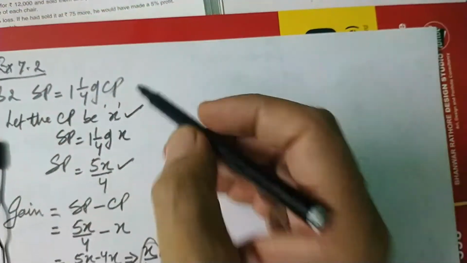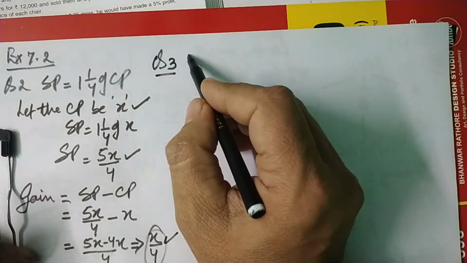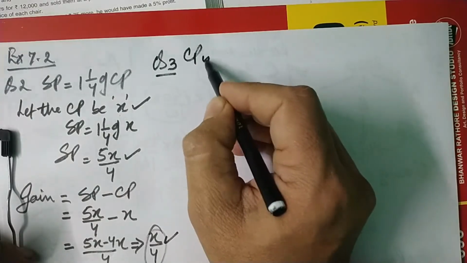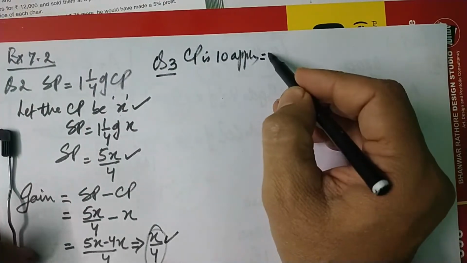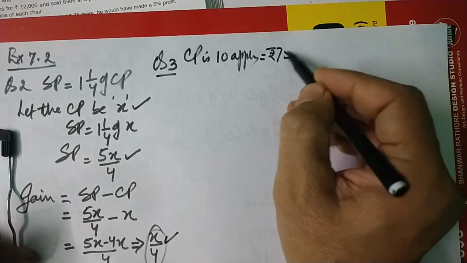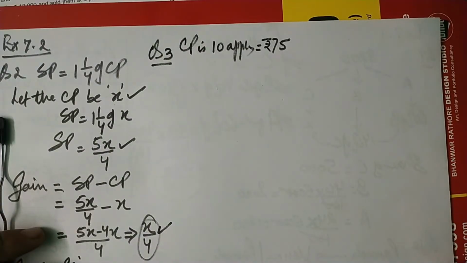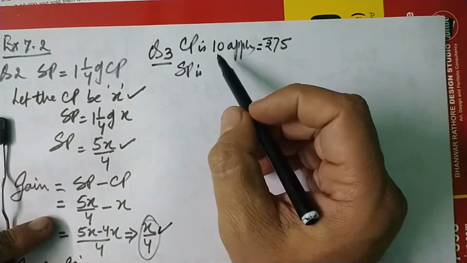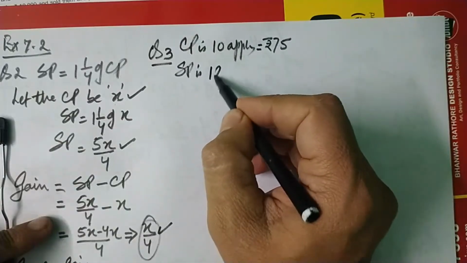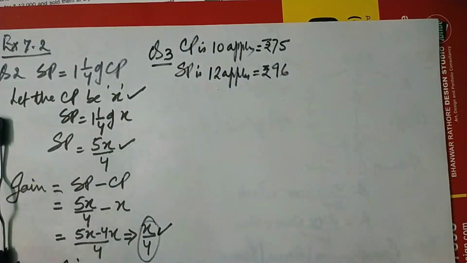So let's do question number 3. Apples are bought means the cost price. The cost price is 10 apples for rupees 75. This is the cost of the apples, and sold at 96 per dozen. That means selling price is 96 rupees per dozen, means 12 apples for rupees 96. So both the things are given.